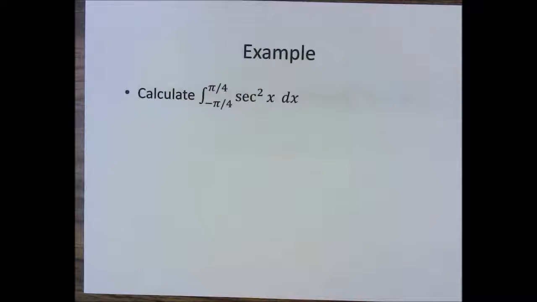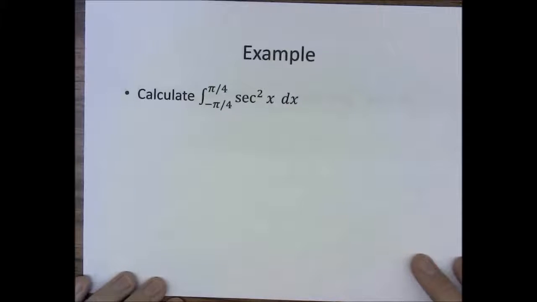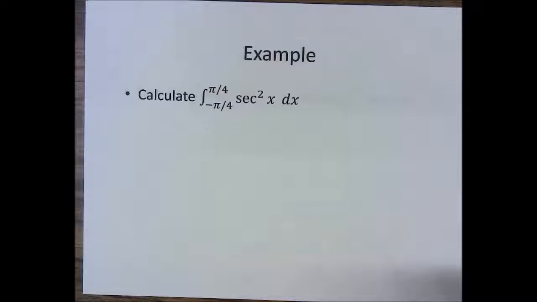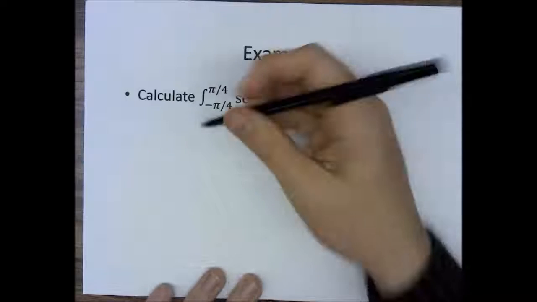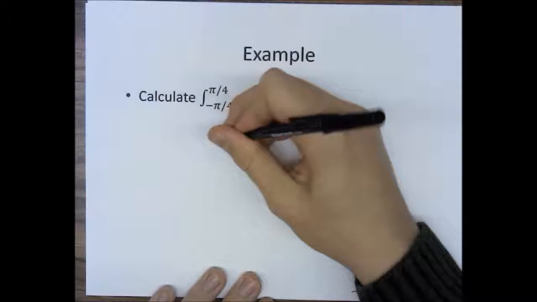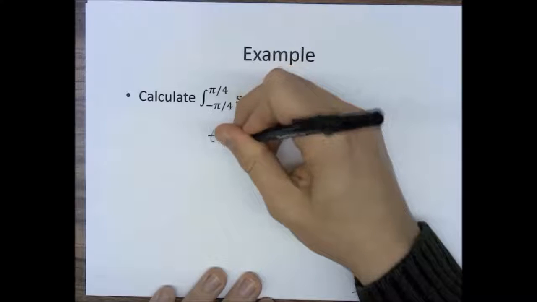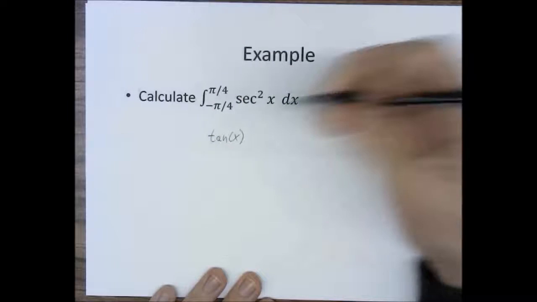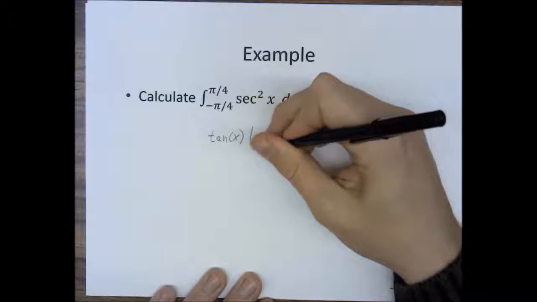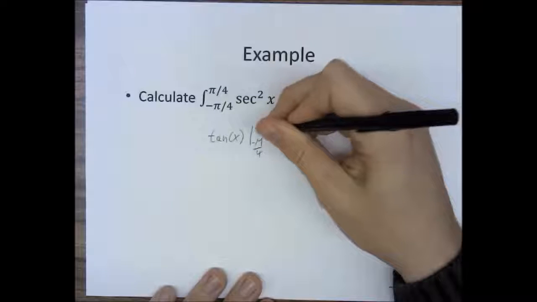So then next, we're going to do the integral from negative pi over 4 to pi over 4 of secant squared x dx. So we got to look back and remember, all right, what is the antiderivative of secant squared x? What if we take the derivative of it, gives us secant squared? That's going to be tangent. So from negative pi over 4 to pi over 4.